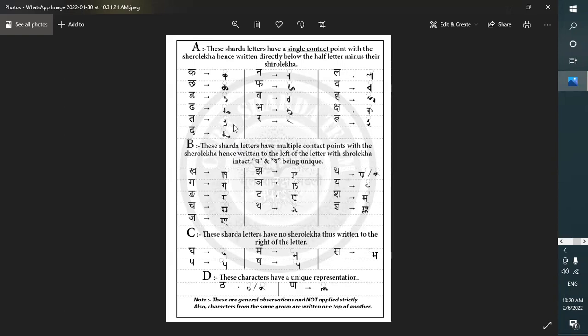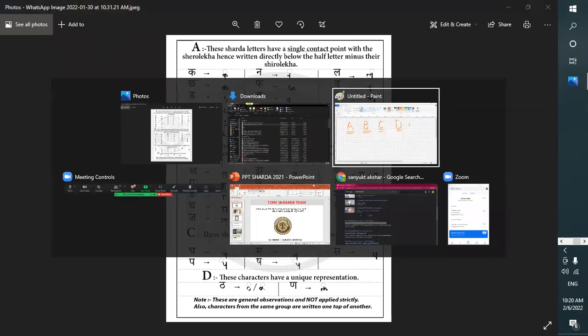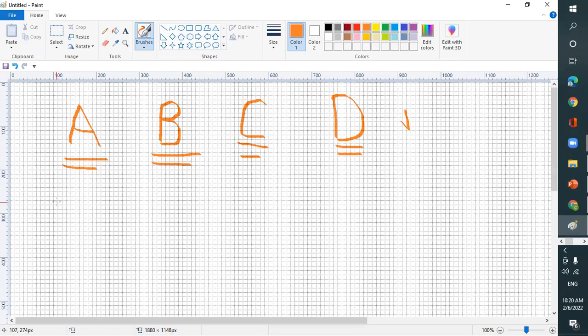If an alphabet is of category B, it will touch the Shirorekha 2 or more than 2 times. C, there is no Shirorekha. D, there are special alphabets, which I will talk about. Let me come to that point now. Now what I told, category A was where the alphabet touches the Shirorekha once.